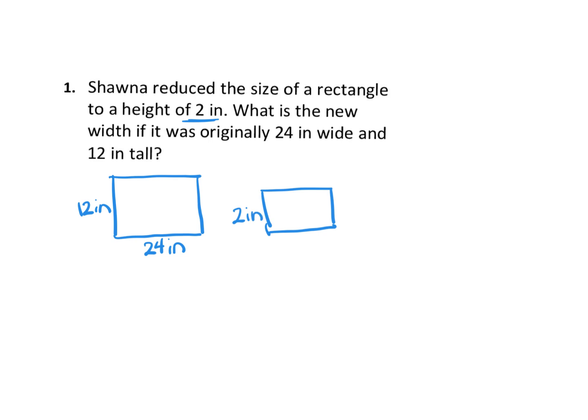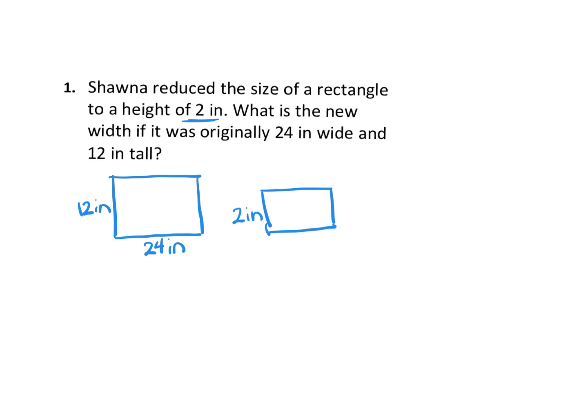So now we need to ask ourselves, because if we don't keep it proportionate when we reduce it, then it doesn't keep the same shape. And so let's take a look. You could set this up as a ratio of the 12 inches all over 24 inches is equal to the height of 2 inches all over x inches.